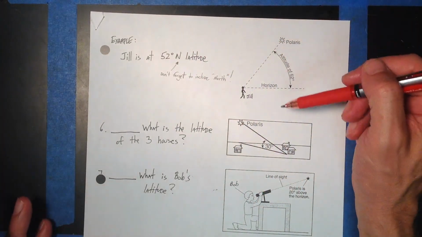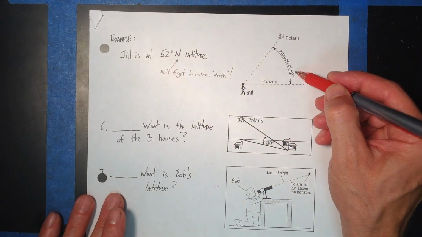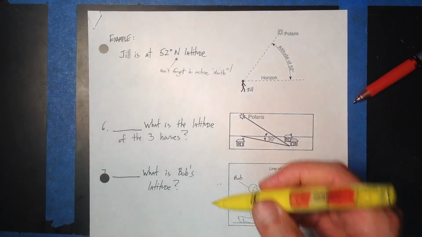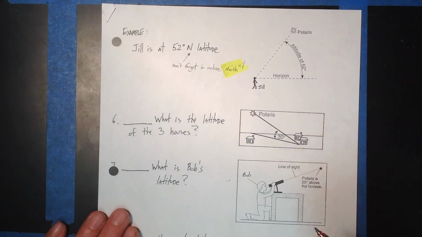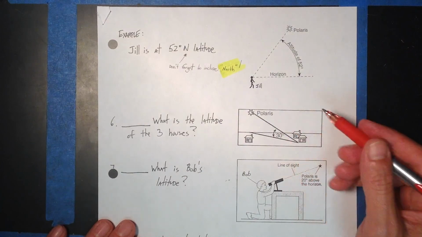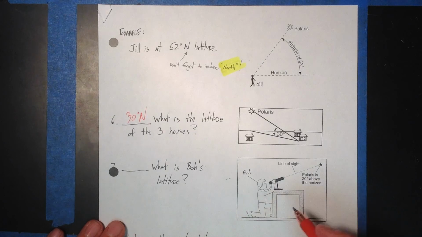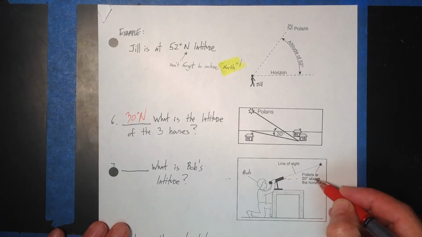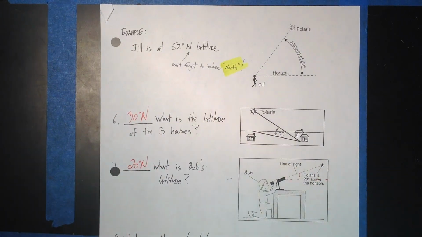Similar basic thing. Jill's at 52 degrees north latitude, and you can tell her altitude of Polaris from the horizon is 52 degrees. Don't forget to include the north. Latitude gets a north. Again, angle does not get a north. So that's key. What's the latitude of the 3 houses? In this general area here, Polaris is 30 degrees up. It would be 30 degrees north. Bob, in this case, doesn't really show the horizon, but it tells you it's 20 degrees above the horizon, so this angle would be 20 degrees. Therefore, his latitude is 20 degrees north.